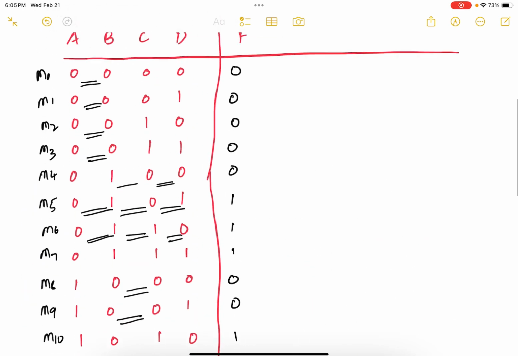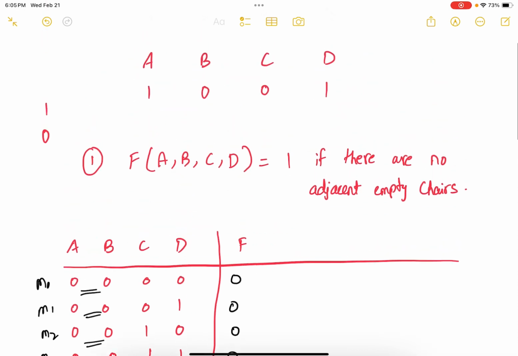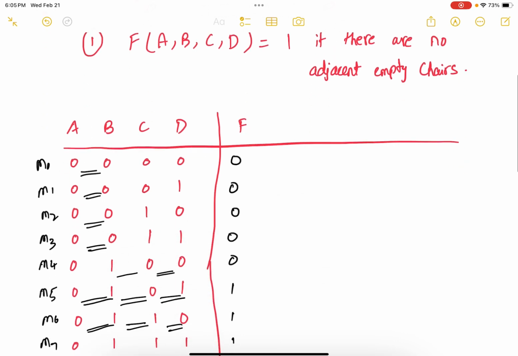Basically, the question says that since you have 4 chairs here, A, B, C, D, G is asserted if the chairs on both the ends, that is A and D, are empty. So look at all combinations where A and D are zeros, and your G will be 1 for that combination.